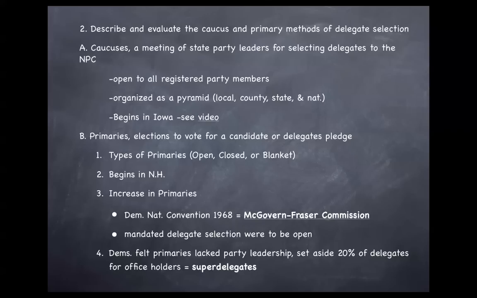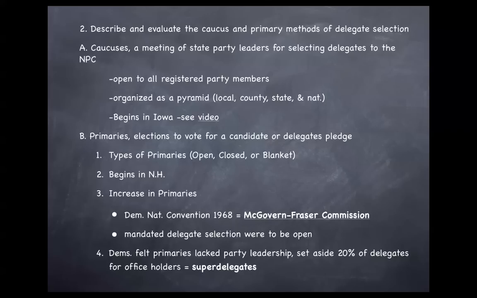In the past, it wasn't always open to all party members. It used to be the party bosses and political machines in different states who would select the delegates to go on to the convention. Today, it's open to all registered party members. The caucuses are done differently by the two parties. Democrats are more open in how they do it, and for the Republicans it's a secret ballot, more or less.